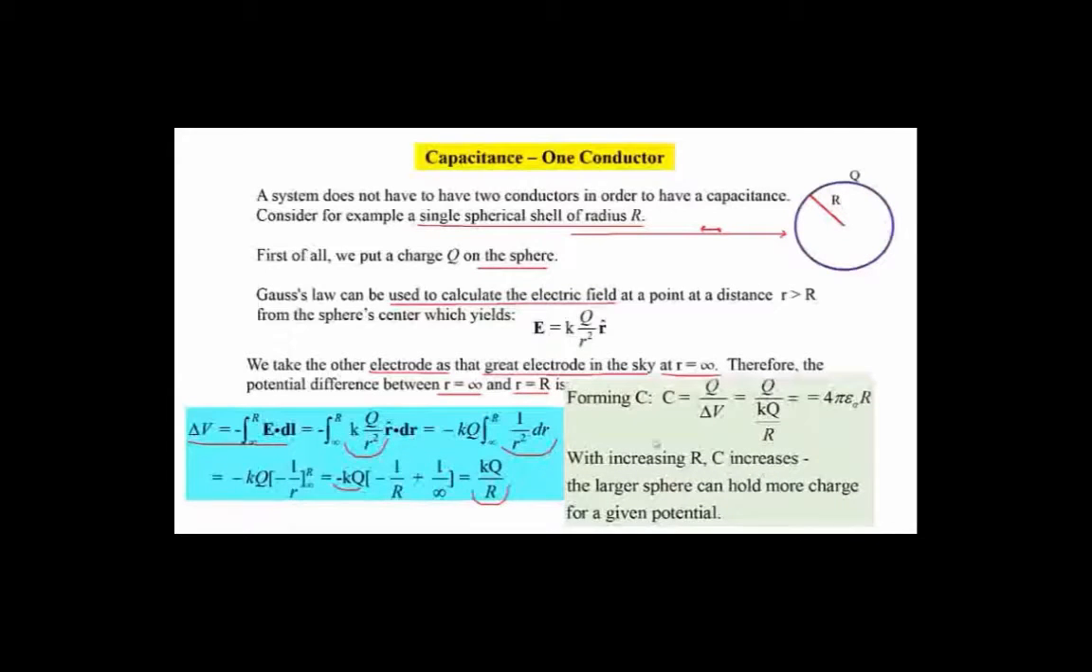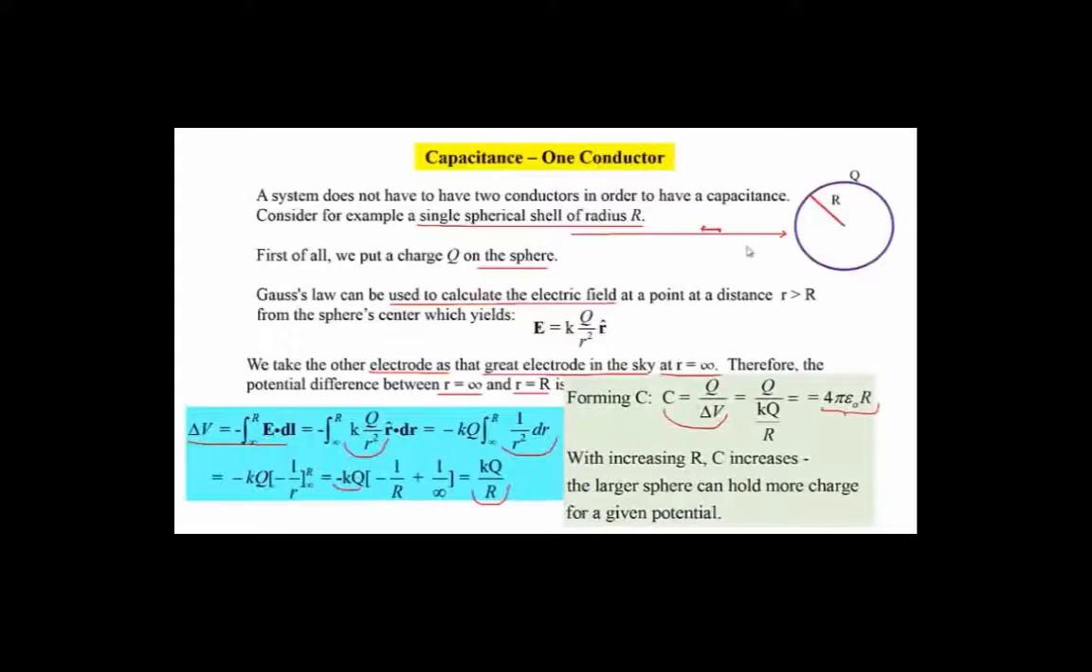So now we form the capacitance by taking Q over delta V. Here's our delta V, and so we just put Q over that quantity here. Remember, K is 1 over 4 pi epsilon naught, so its denominator comes upstairs, and we end up with the capacitance being just a constant that is related to the radius of the sphere. If we increase capital R, the capacitance increases, so the larger sphere can hold more charge for a given potential.